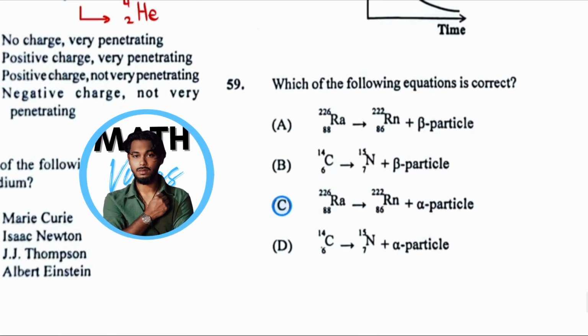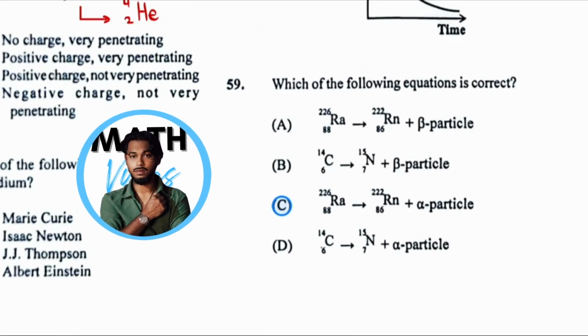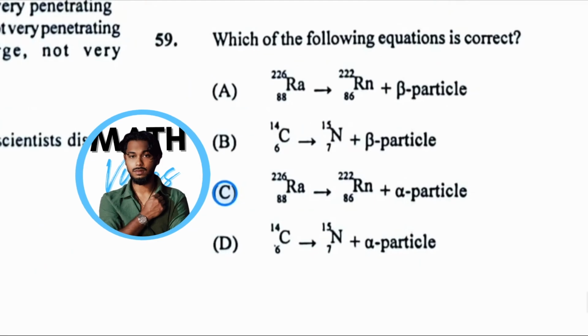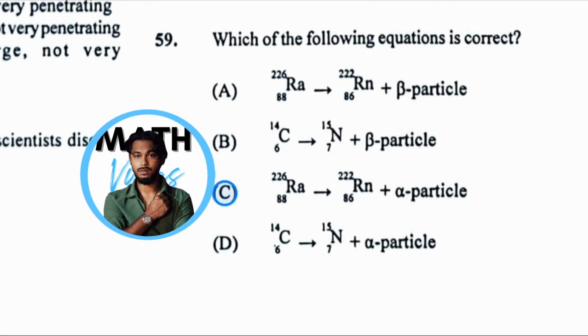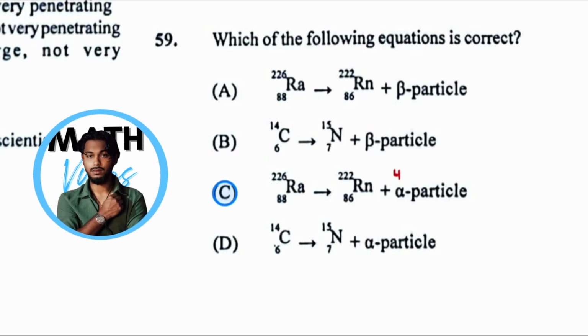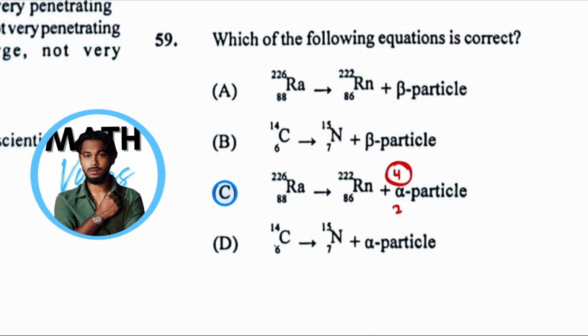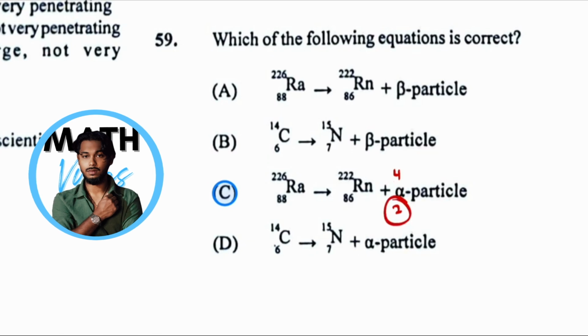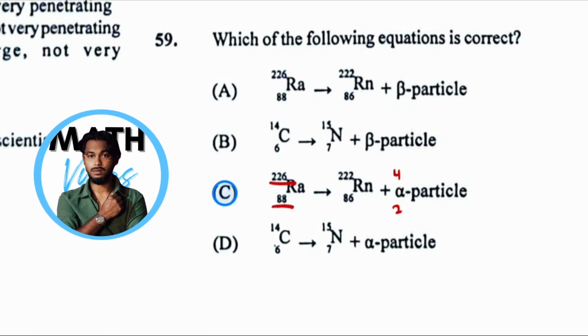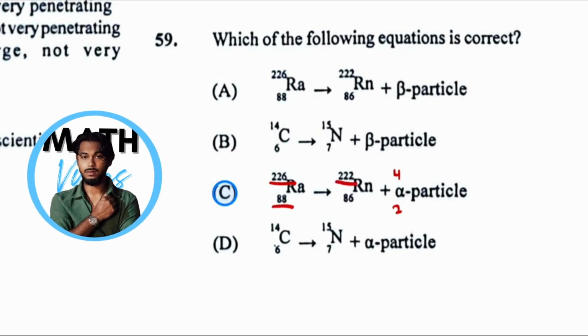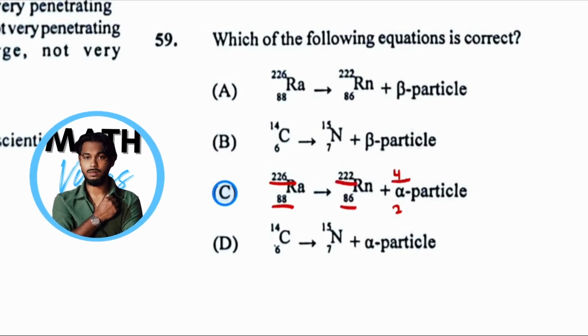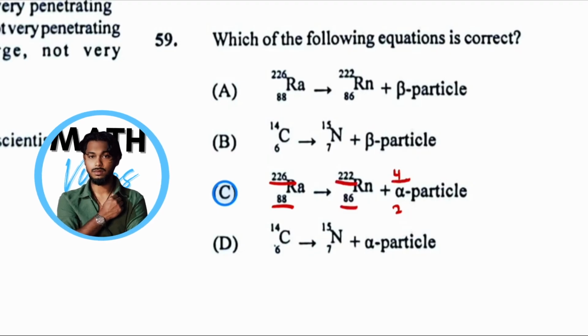59. Which of the following equations is correct? The only one that's correct is C. All the other options are wrong. Let me show you why C is the correct answer. An alpha particle is 4 on top, 2 on the bottom, so it has a mass number of 4 and an atomic number of 2. If I have 226 on the left hand side and 88, then on the right hand side, when I add up everything, it should be equivalent. 222 and 4 is 226, 86 and 2 is 88, so that's correct. So C is my only correct answer.